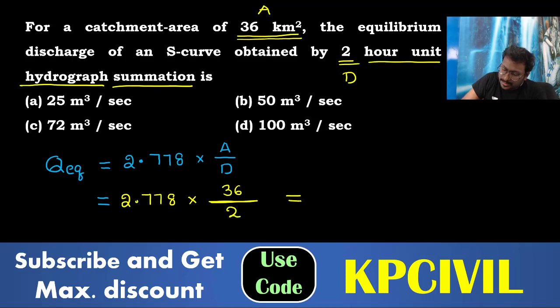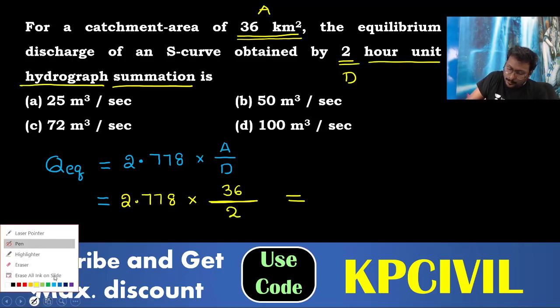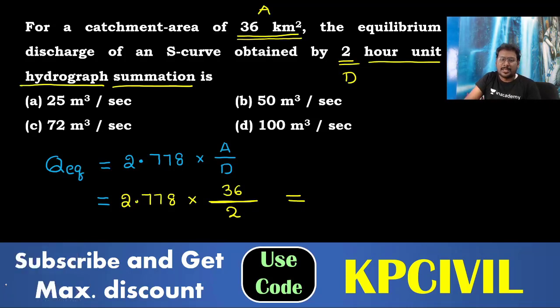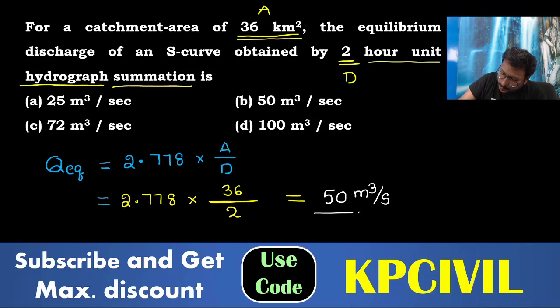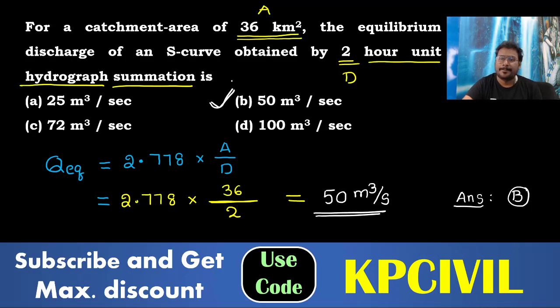2.778 into 36 by 2. This is the answer you are getting: 50 meter cube per second. So, equilibrium discharge is 50 meter cube per second. Answer is option B, 50 meter cube per second.